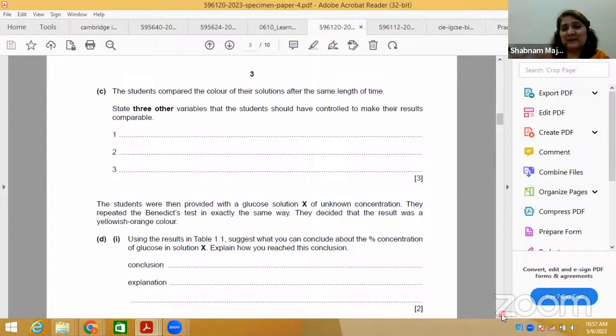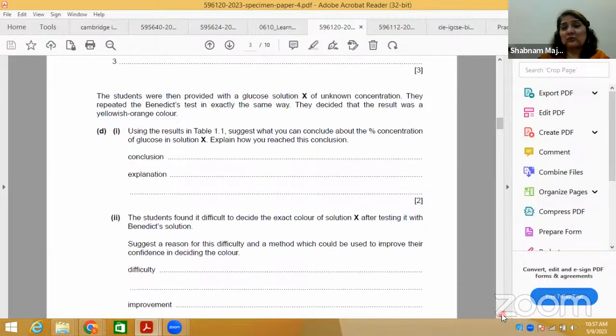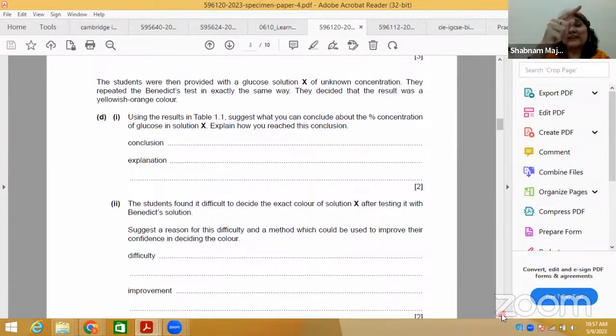So, students compare the color of the solution after the same length of time. Stay at 3. Other variables that the student can have control over, and these are variables I've already discussed. Students were then provided with a glucose solution X, of unknown concentration, repeated with Benedict's exactly the same way. They decided the result was a yellowish orange color.